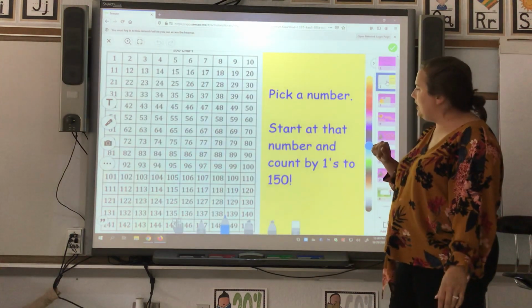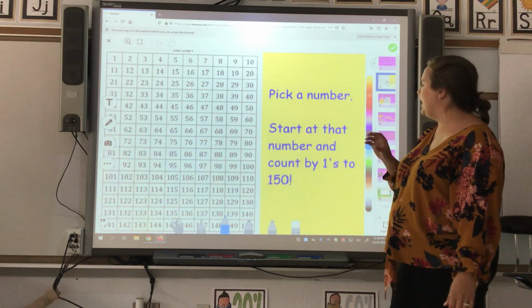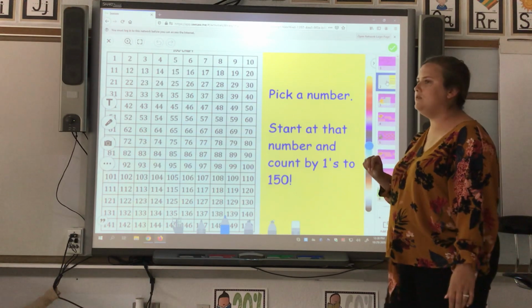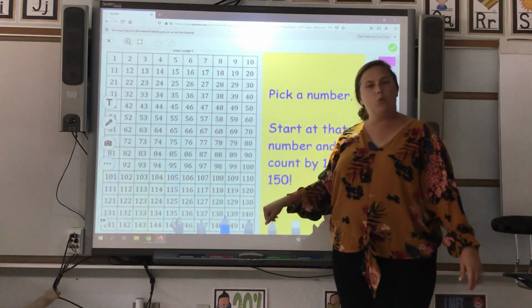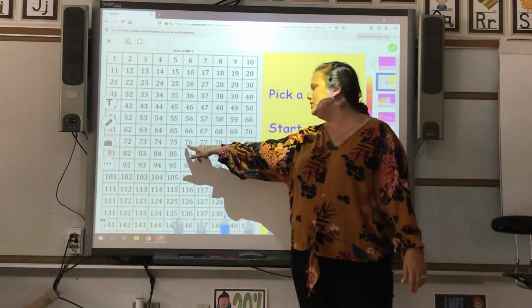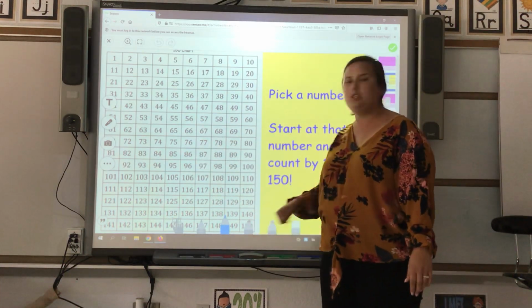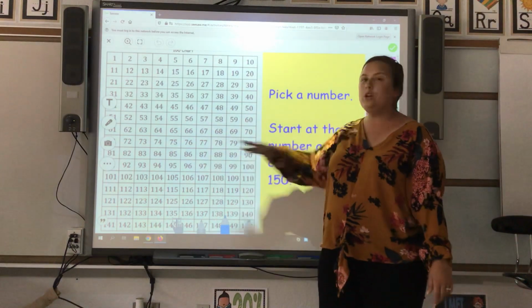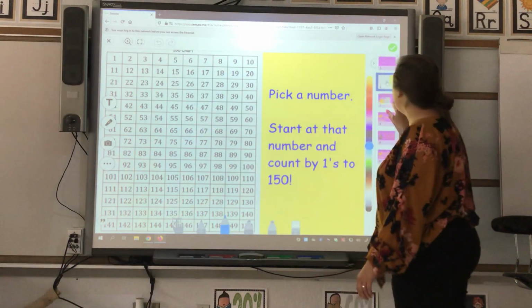So you're going to pick a number and start at that number and count by ones to 150. You can pick any number you want, and you can do this at home with mom or dad. So if you start right here at 76, you're going to count all the way till you get to 150. You can use this to help you though.